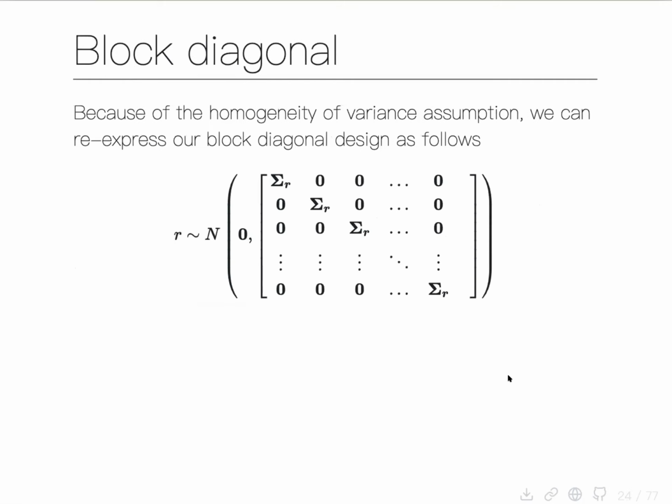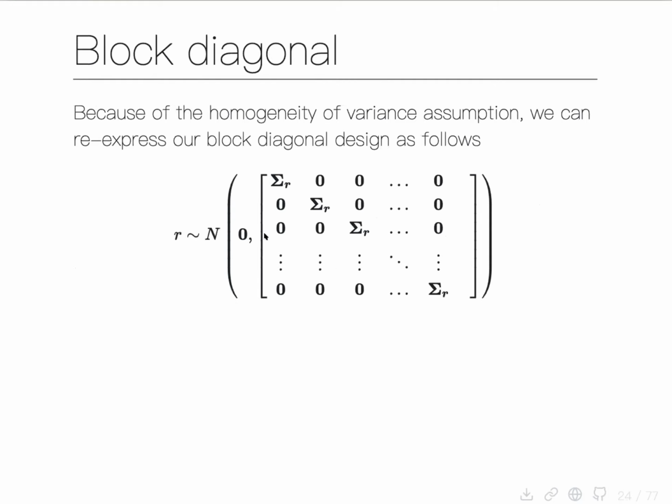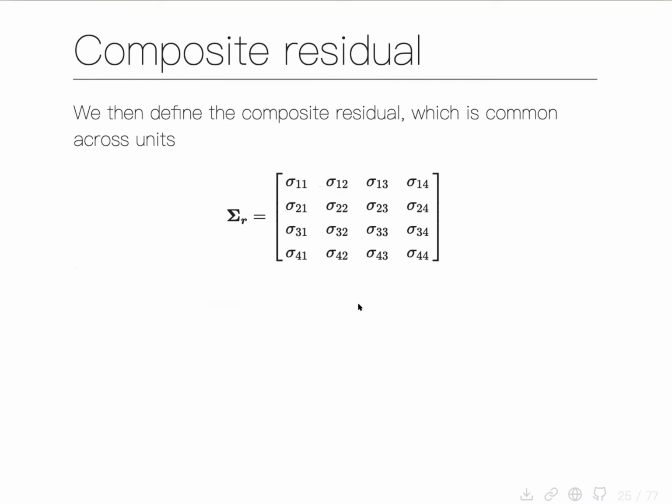Okay, so that ends up giving us this block diagonal structure that looks like this. So because of the homogeneity of variance assumption, right, because this thing is going to be the same for every person, it looks like this, right? This is often referred to as the composite residual. We can summarize what the whole thing looks like this, right? So it's mean of 0, but with this residual structure where sigma r is equal to this.